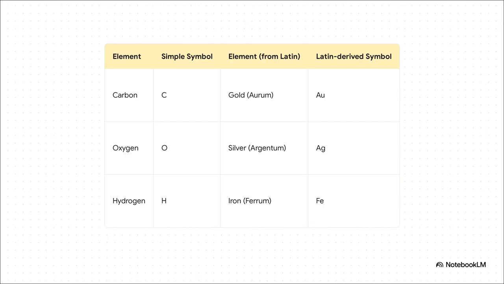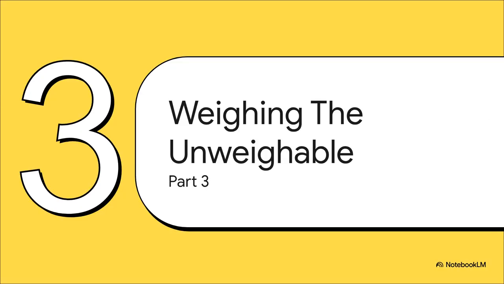And for the really old elements, the ones known since antiquity, he did something super clever. He used their Latin names. That's why gold isn't G, it's Au from the Latin aurum, and iron is Fe for ferrum. It's a system that works no matter what language you speak. It's truly universal.